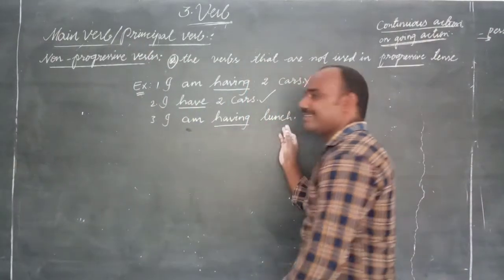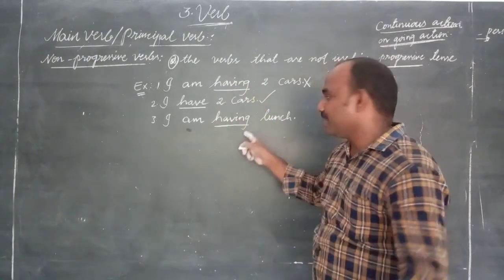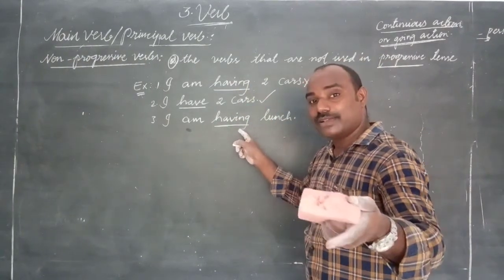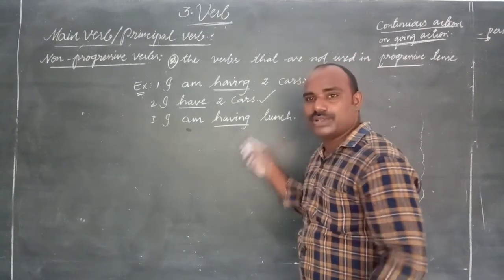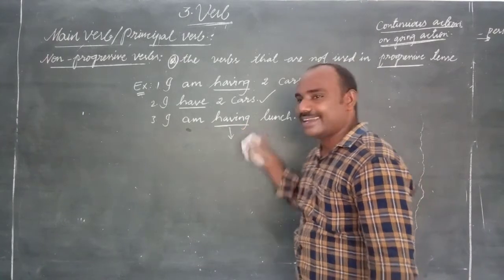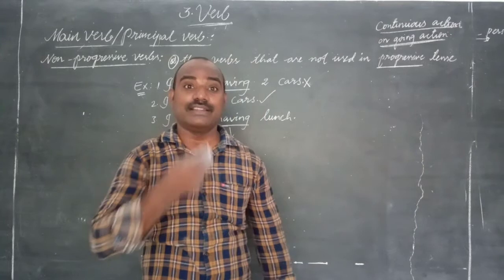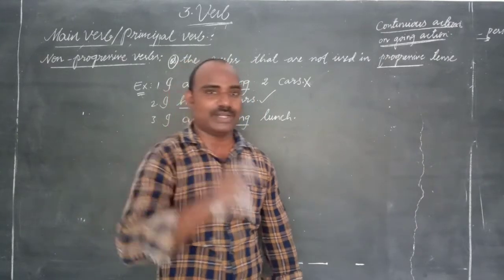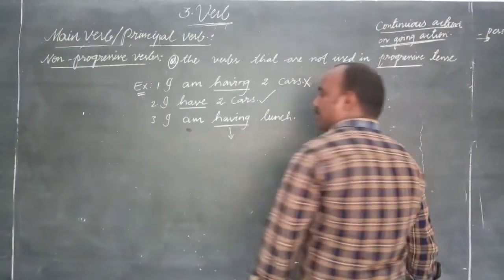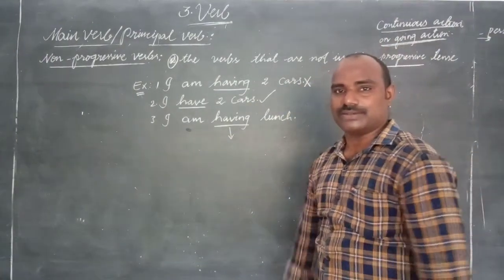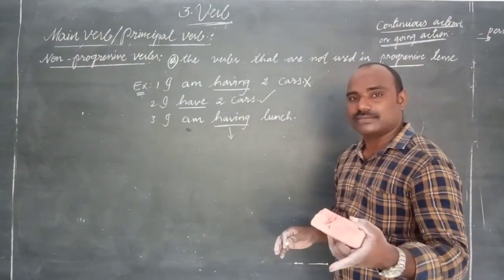So, I have two cars. I'm having lunch. Look at this one. Here, having should not be used in the first sentence. In the third sentence, having can be used. Why? Because in "I'm having lunch," we have an action. Having lunch, there is an action. So that's why we can use having here. So, have can be non-progressive and progressive. We should not use having when there is no action, when there is possession.